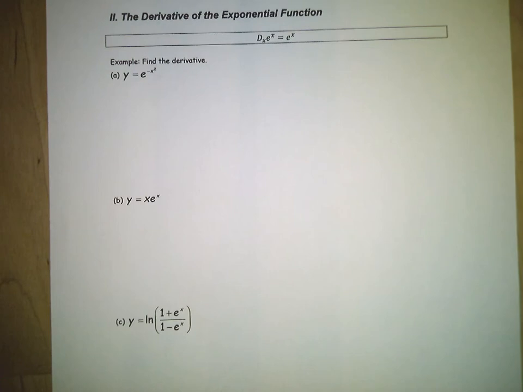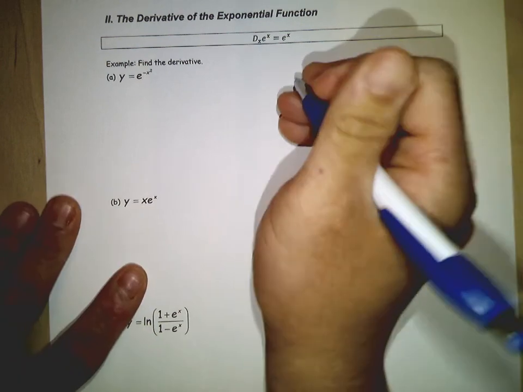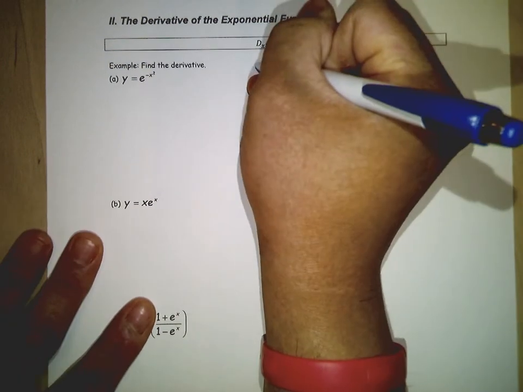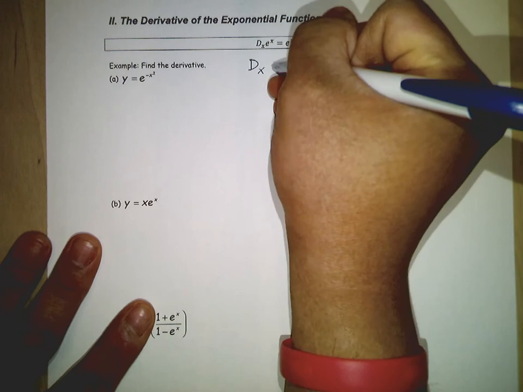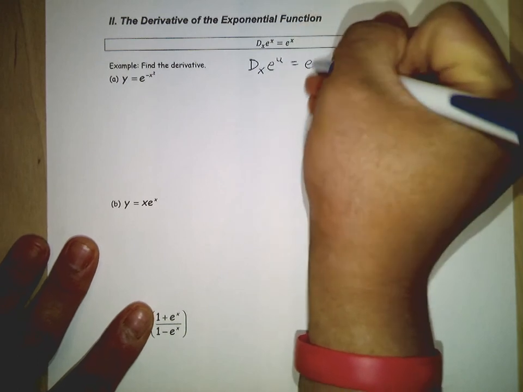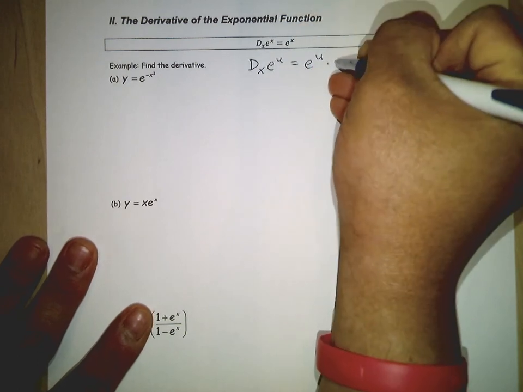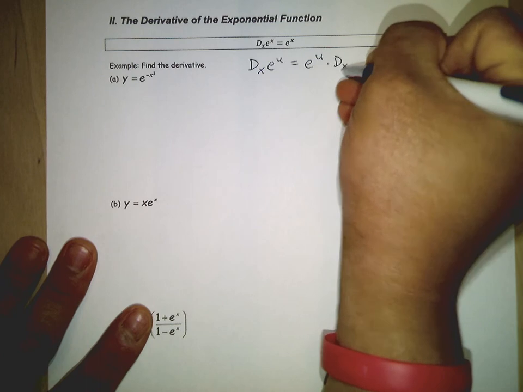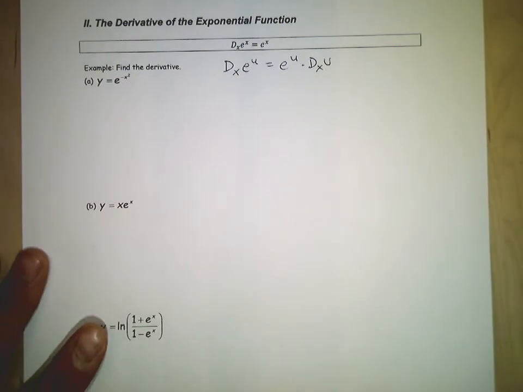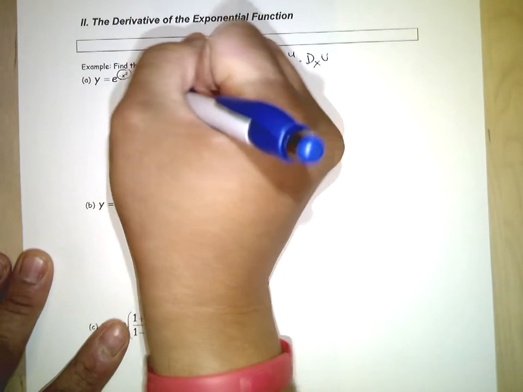We have the derivative of the exponential function now. So the derivative with respect to x of e to the x is e to the x. So if I wanted the derivative with respect to x of e to the u, then it would be e to the u, and then the derivative with respect to x of u. So just the chain rule, just as before. So the u will be the exponent.